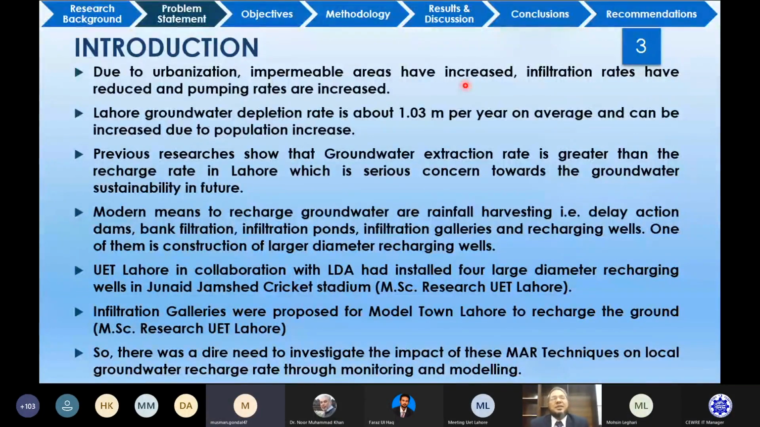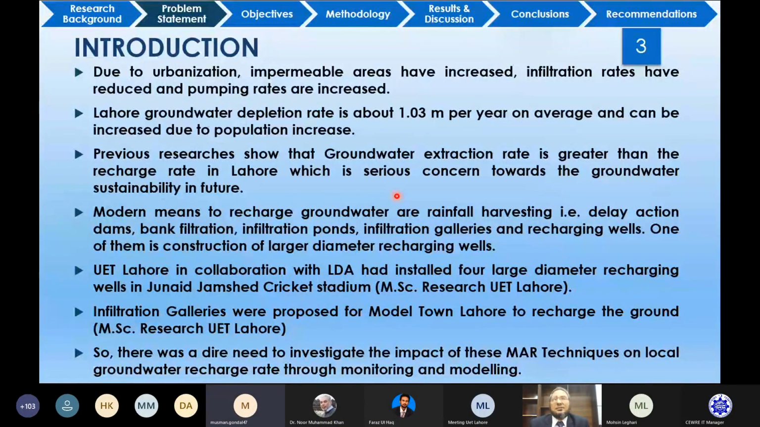Unfortunately, when we are doing urbanization, we increase the impermeable areas, which reduces the infiltration of water to the ground. At the same time, to give water to the large population and to fulfill the needs of the water demand, we extract water through pumping. All these acts lower the water table in any area. On average in Lahore, the groundwater depletion rate is alarming. It is near 1 meter per year.